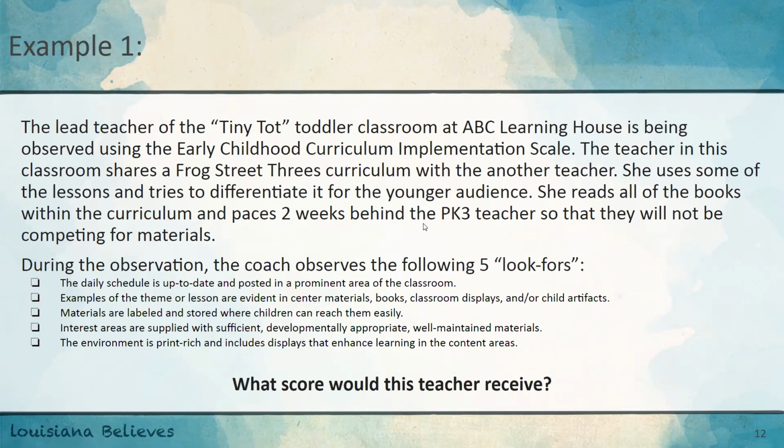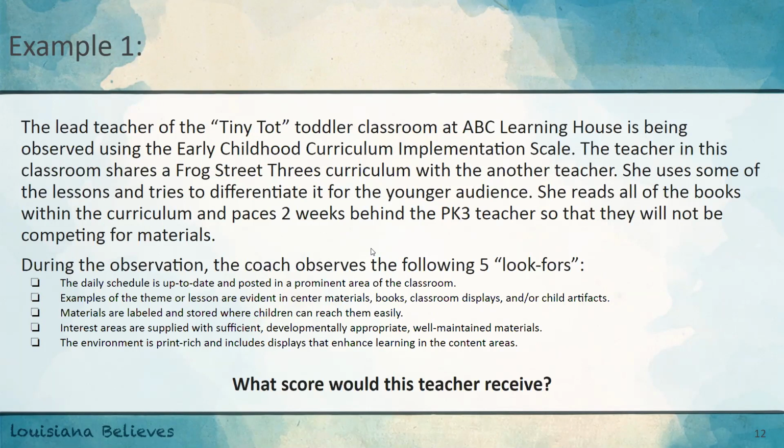Okay, let's practice seeing what this teacher will score. So for example, the lead teacher of the tiny toddler classroom at ABC Learning House is being observed using the Early Childhood Curriculum Implementation Scale. The teacher in this classroom shares a Frog Street 3's curriculum with another teacher, chooses some of the lessons, and tries to differentiate it for the younger audience. She reads all of the books within the curriculum and paces 2 weeks behind the pre-K 3 teacher so that they will not be competing for materials.